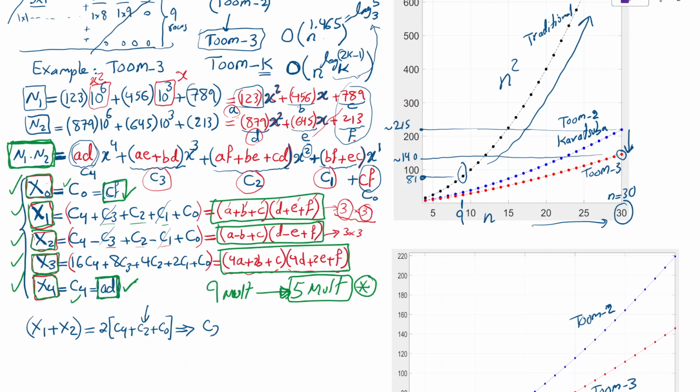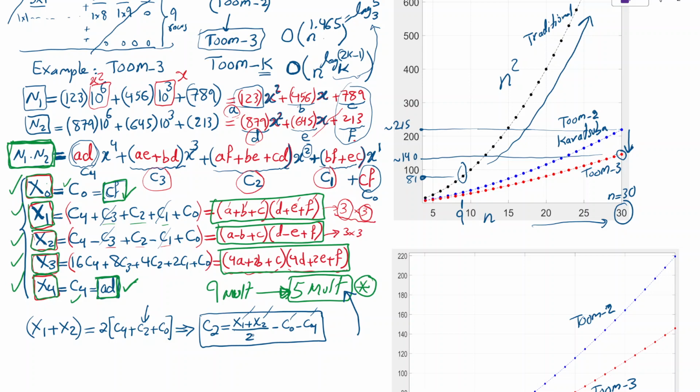So we get C2 is equal to, I'm going to write it this way, X1 plus X2 divided by 2 minus C0 minus C4. We have C2 as a result, because as I said, we are in the process of consuming the 5 multiplications needed. We already have x1, we already have x2, we already computed C0, we already computed C4.